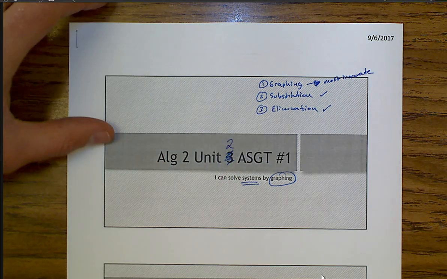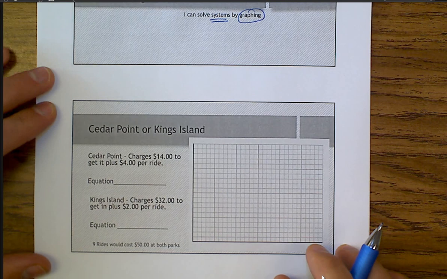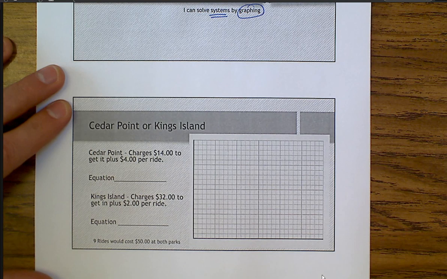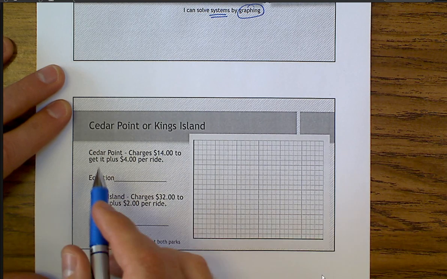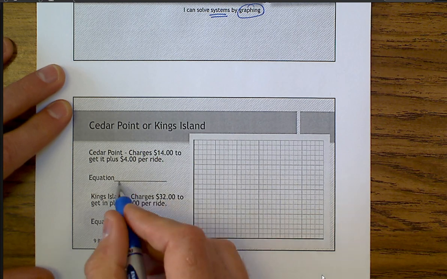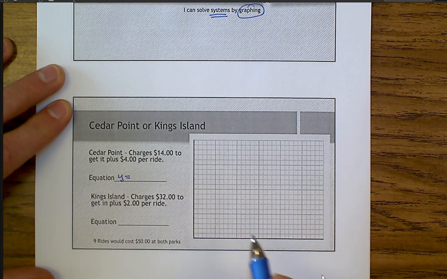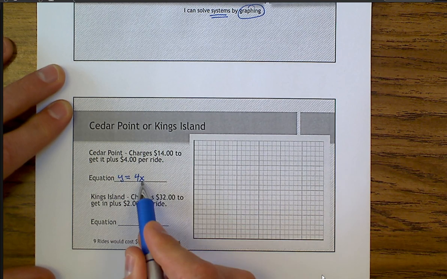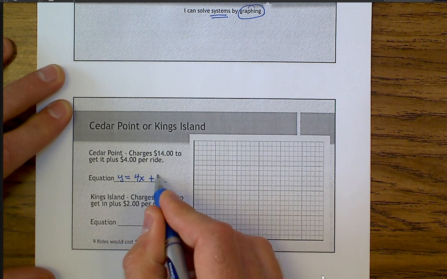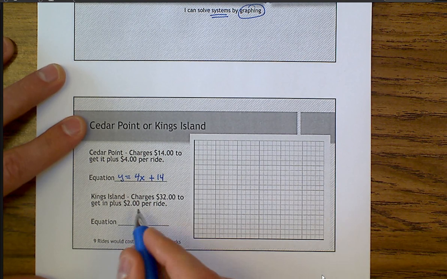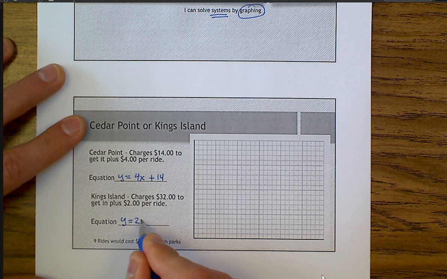So I got an example down here, kind of a real-world application, Kings Island versus Cedar Point. My preference is Cedar Point. But it says Cedar Point charges $14 to get in plus a $4 ride, so write that equation. That would be y equals, where's your rate? 4 here, so it would be 4x, because it's $4 per ride, so x would represent your ride, plus the $14 flat fee. Kings Island, on the other hand, is $2 per ride and $32 to get in.